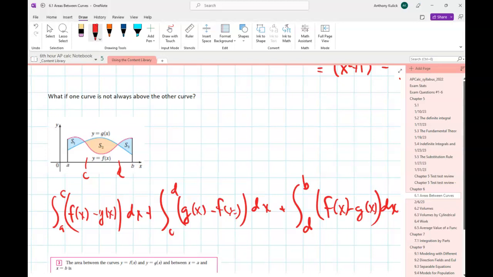Which hopefully was the obvious thing that you would have come to doing, right? Because we need to make sure that they're positive. What is this the same as?